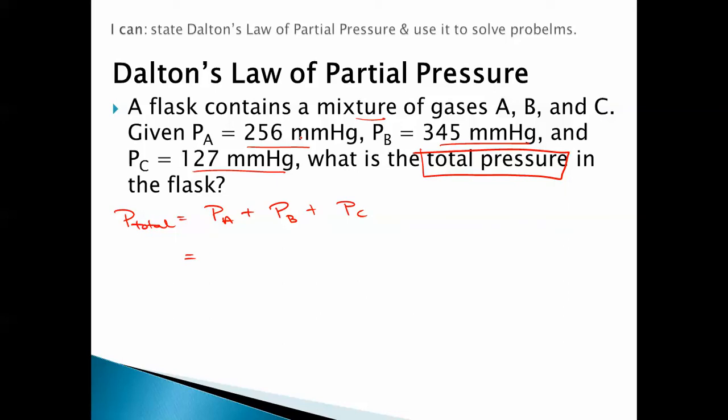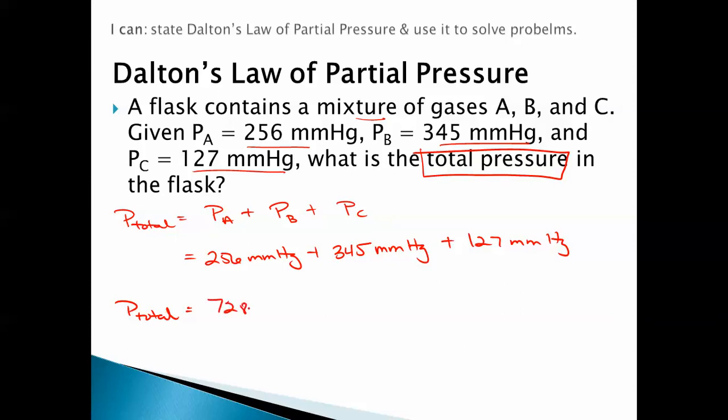And plugging in those values that we know, A is contributing a pressure of 256 millimeters of mercury. Gas B has a pressure of 345, and gas C has a pressure of 127. And so adding these three numbers together will get us our total pressure, which ends up being 728 millimeters of mercury. And so if you were to measure, for instance, the pressure within that flask that these three gases were occupying, you would have a total pressure of 728 millimeters of mercury.